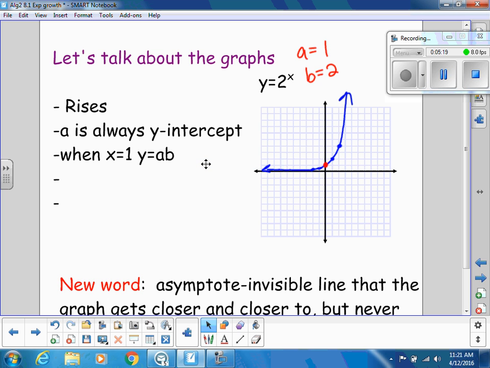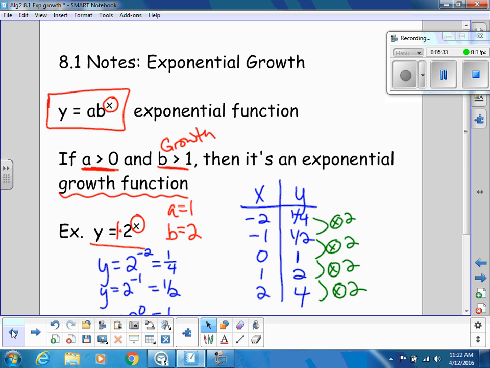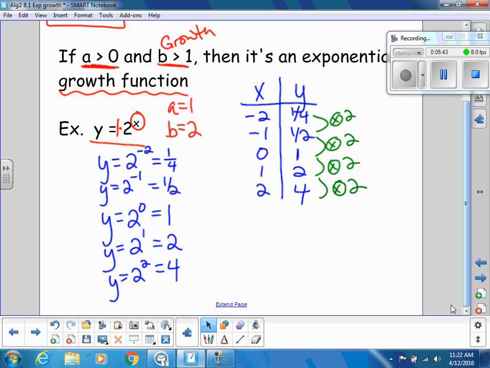Okay, also, when x equals 1, my y value is going to be A times B. So that's just kind of a shortcut. I don't know if you realize that in our table, when x was 1, all I had to do was multiply my A and B together. 1 times 2 is equal to 2. And if you think about why that is, we said that anything to the first power is going to be itself. So if I do B to the first power, that's always going to be B. And then I'll be multiplying by that number in front, which is A.